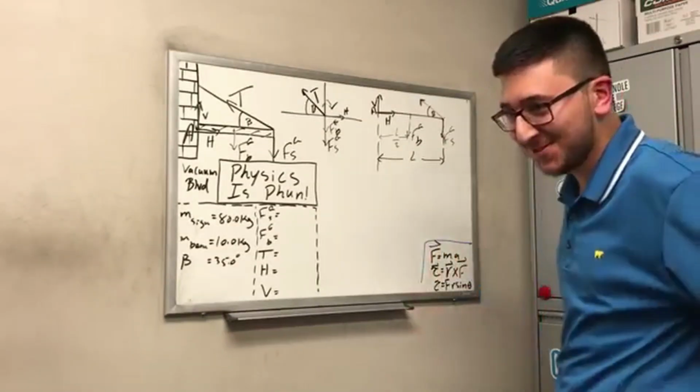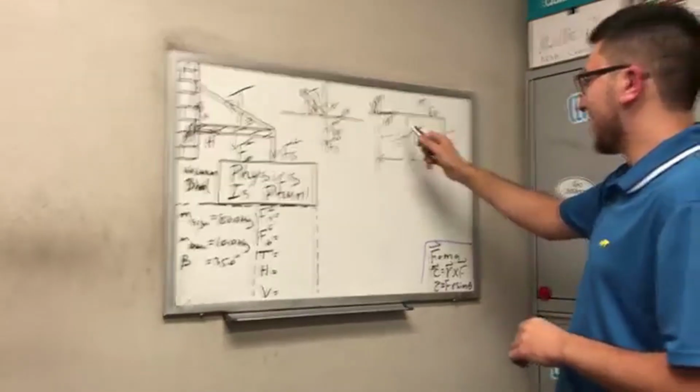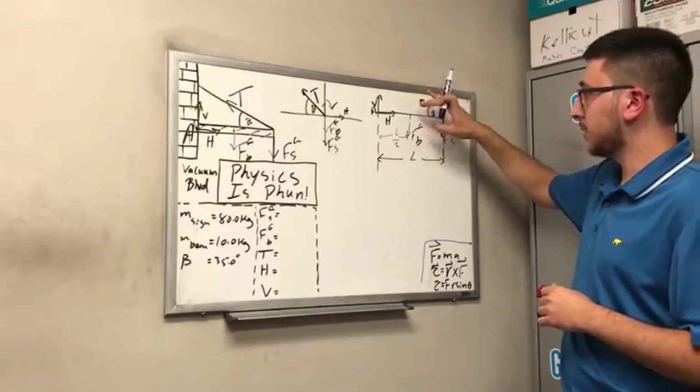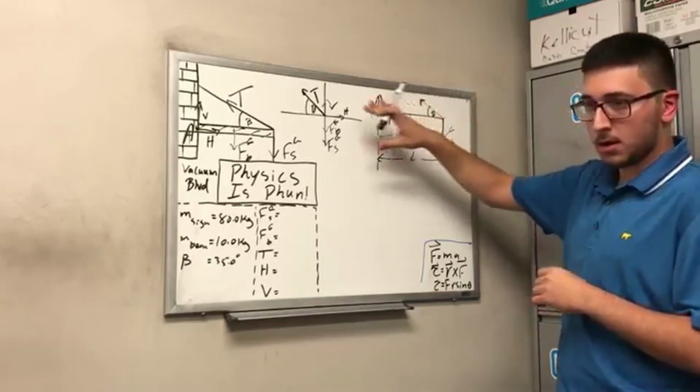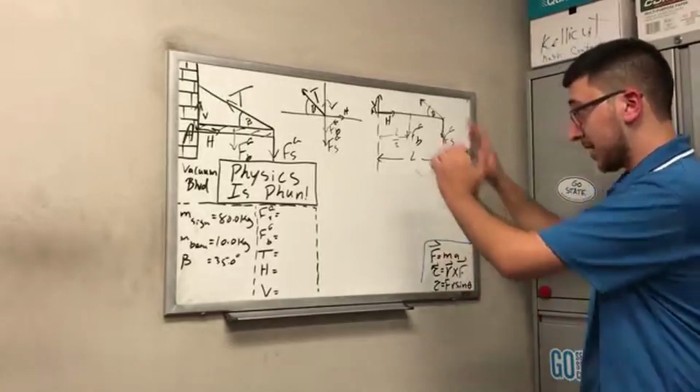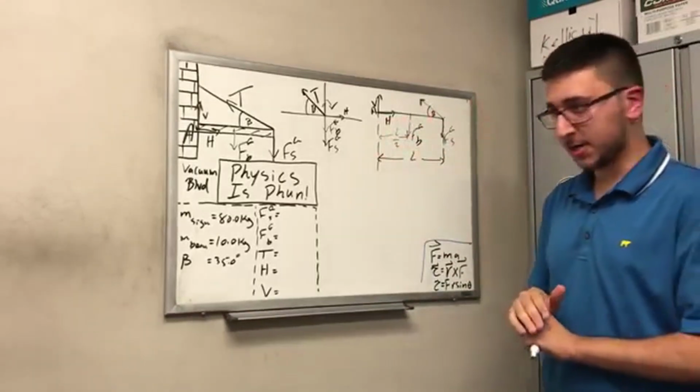Of course. We also, I added the L over 2, which is the position of the force of the beam with respect to the axis of rotation. So that's L over 2. So now we have a completed free body diagram.